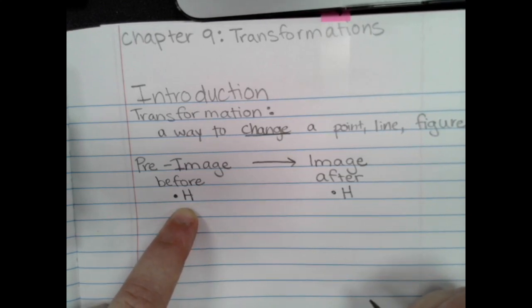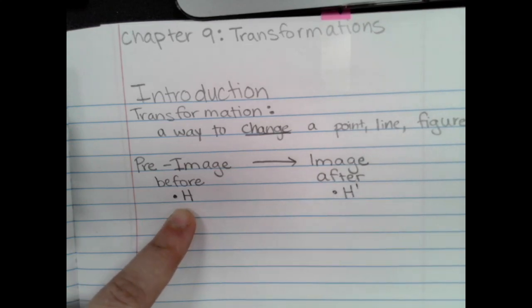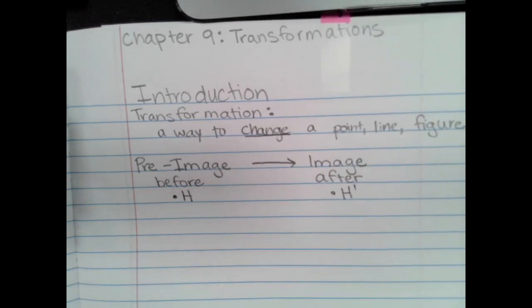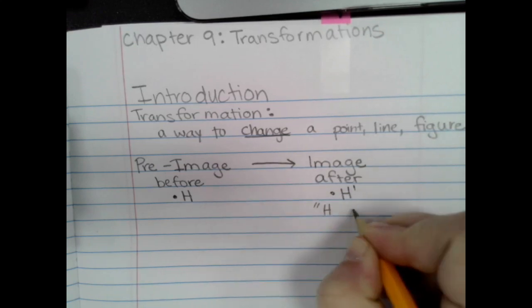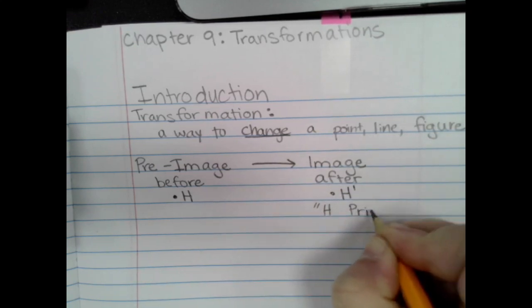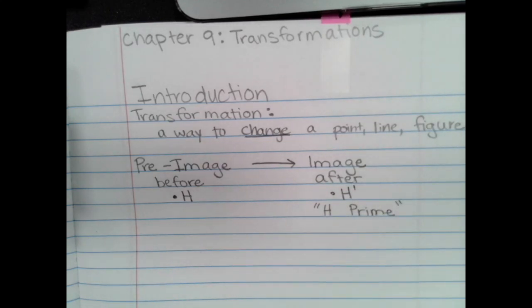You guys ready for this change? You might miss it. Whoa. It's got a little apostrophe there. That's like an apostrophe, not a 1. It's that little tick, that little curve. And the way that we say this is we say H prime. If you watch Transformers, it's like Optimus Prime. He's a transformer. That's what it is.